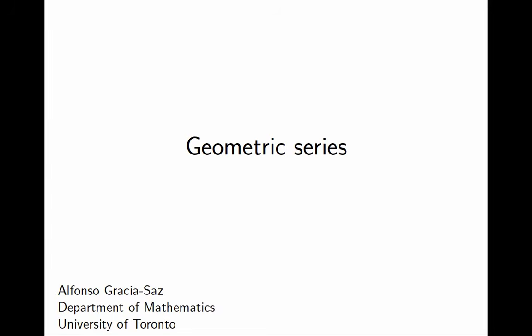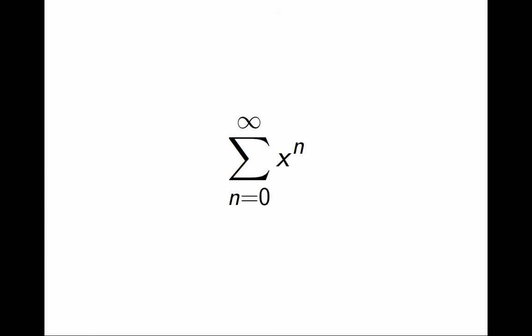In this video, I will introduce geometric series. A geometric series is one of this form: the sum from n equals 0 to infinity of x to the n, where x is a constant, a real number. So it is not just one series, it's a family of them. For every real number x, I get a different series.